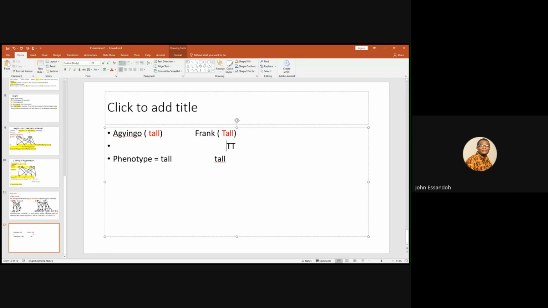Capital T. And then here is what? Capital T. And Ajingo is heterozygous tall. So this one here is the genotype. This is the gene. But when the person is walking on the street, you can't see. You can't just look at the person and say you are this.